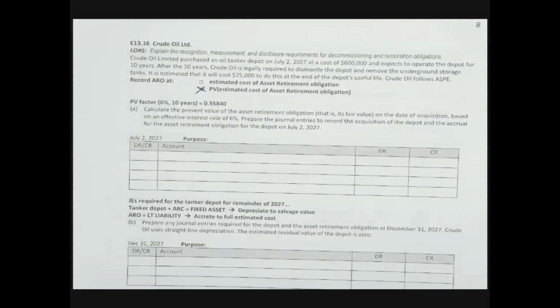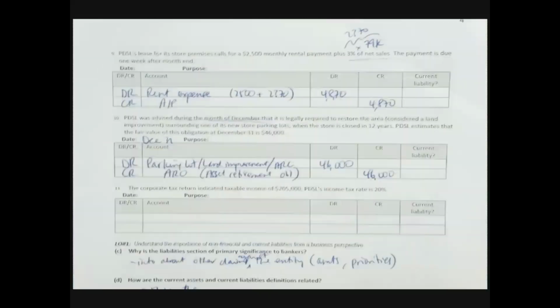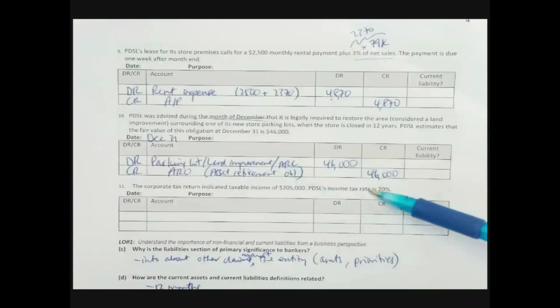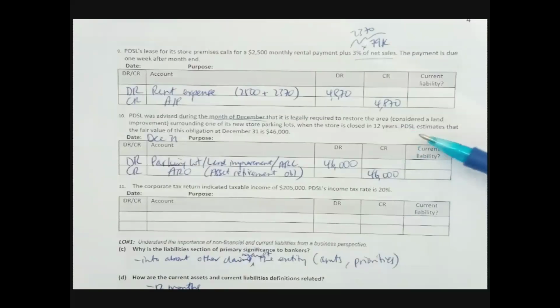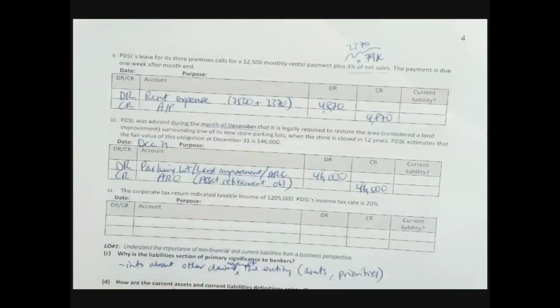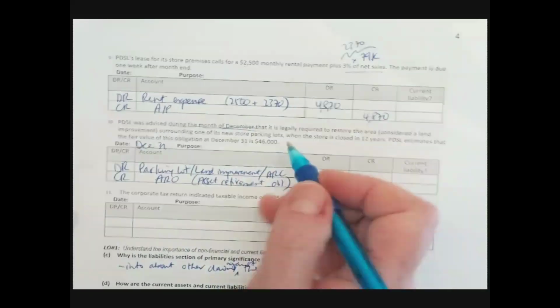I just want to flip back to, remember Pendlebury? Just so that we don't have any confusion. In Pendlebury, we just put the number that they gave us. That's because they made this statement: the fair value of this obligation at December 31st is 46. That's different from what we have here.